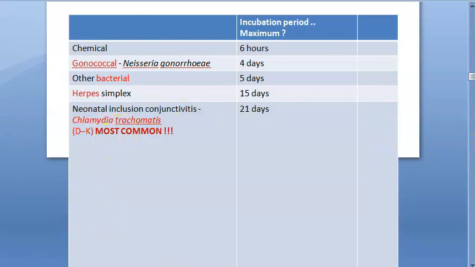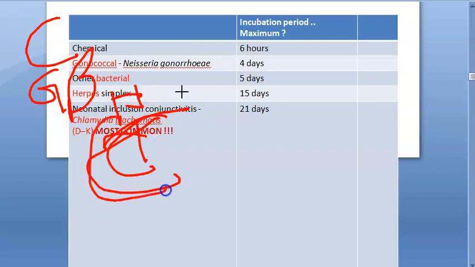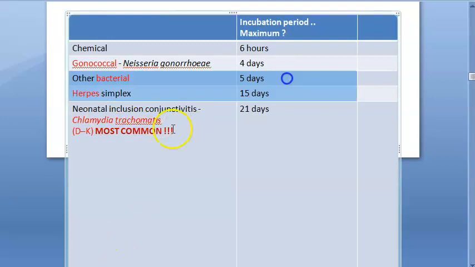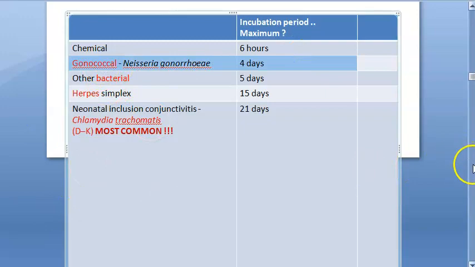So you need to know this so that you can understand. Say this: chemical, then you have gonococcal, other bacterial, herpes and Chlamydia trachomatis. Let's just say chlamydia only. So chemical is within hours, gonococcal will be 4 days. Gonococcal, at least, you remember, it's very important, 4 days. Other bacterial around 5 days, so it's very confusing, right? Gonococcus is what? Gonococcus is also bacteria, but gram negative, isn't it? Neisseria gonorrhoeae. And then you have herpes simplex virus and neonatal inclusion conjunctivitis. In this, gonococcal, you remember 4 days, okay, if you can't remember anything else.